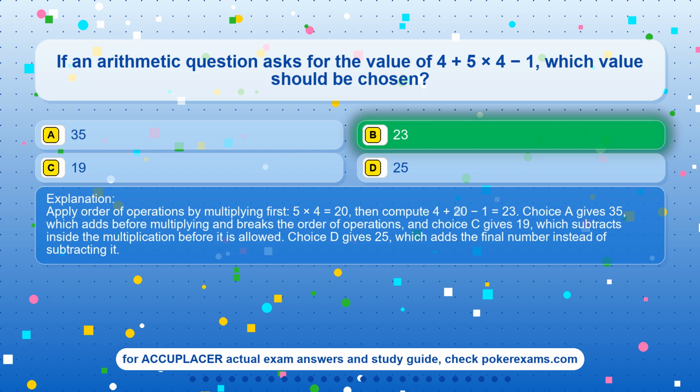Choice A gives 35, which adds before multiplying and breaks the order of operations, and choice C gives 19, which subtracts inside the multiplication before it is allowed. Choice D gives 25, which adds the final number instead of subtracting it.